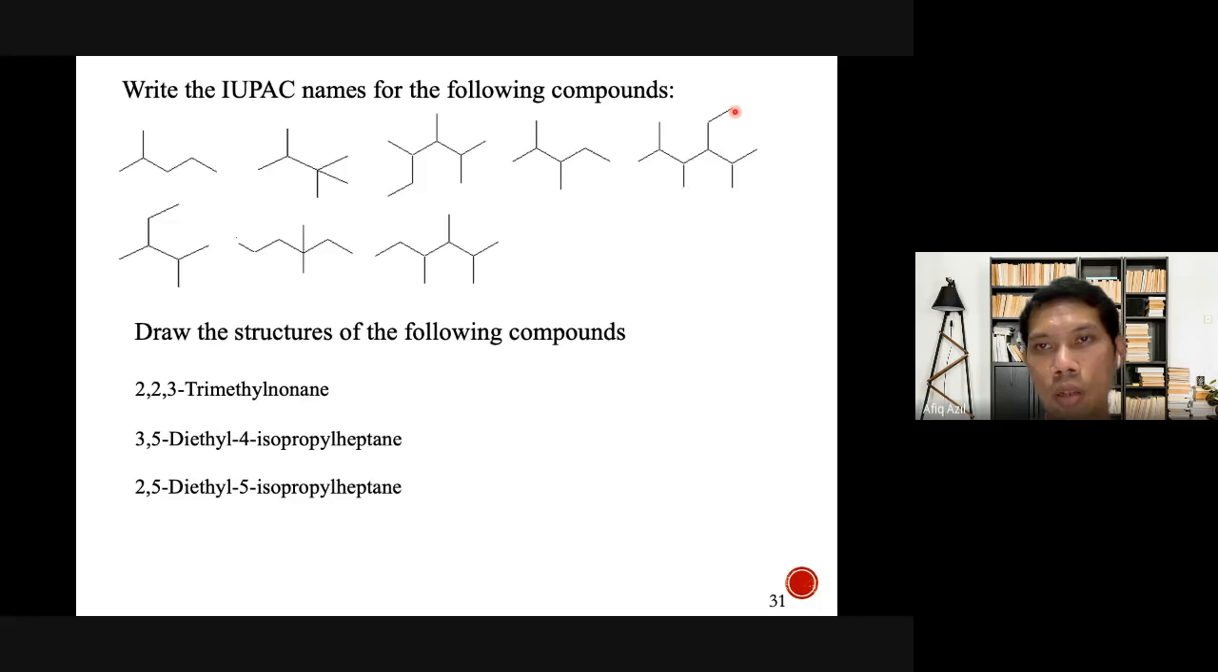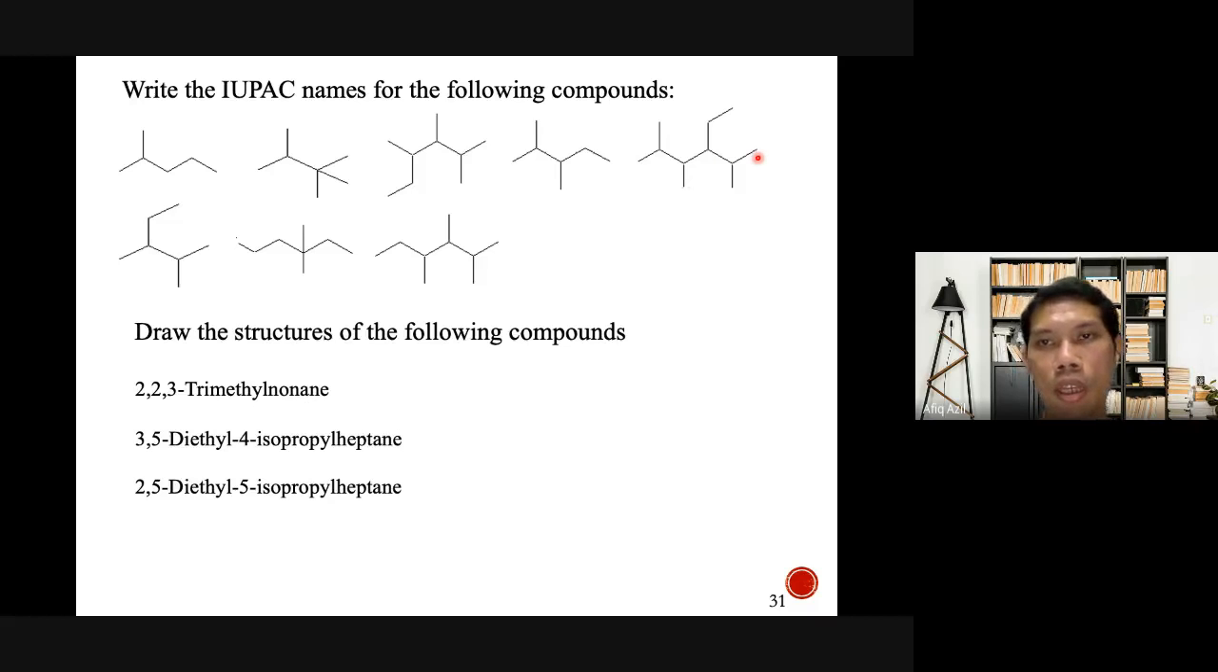From this side, 1, 2, 3, 4, 5, 6 as well. Same goes for this one, 1, 2, 3, 4, 5, 6. So now you know that the longest chain is 6 carbons. So that will be hexane. So the parent name will be hexane. Then where to start the numbering from? From this side or from this side?